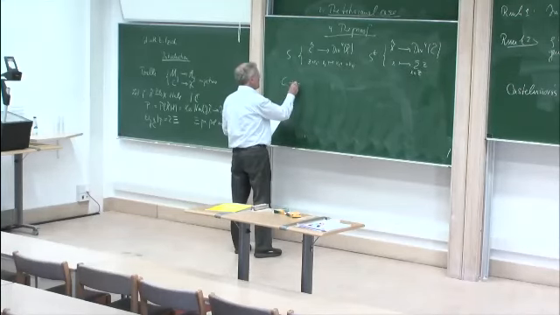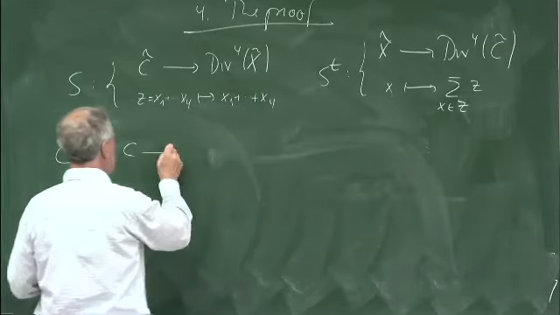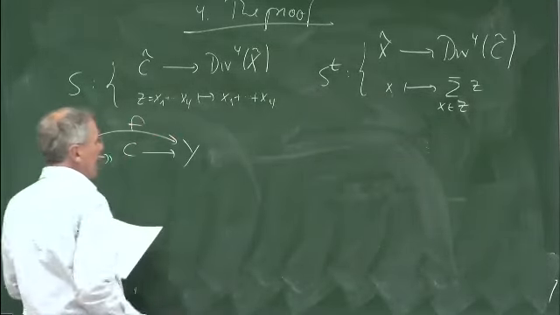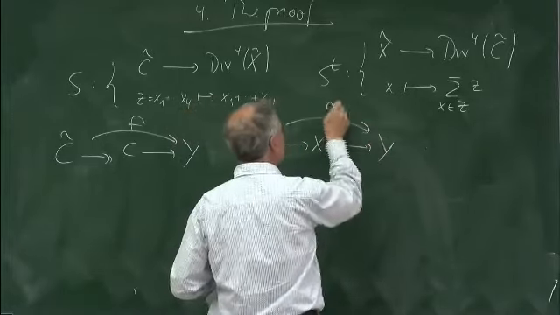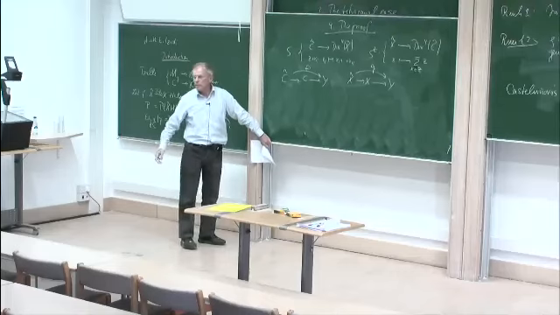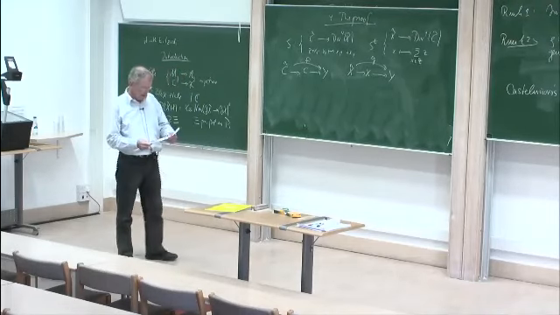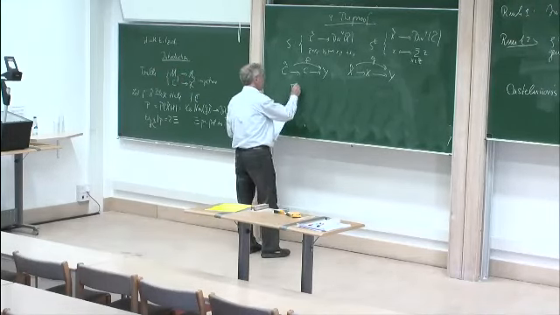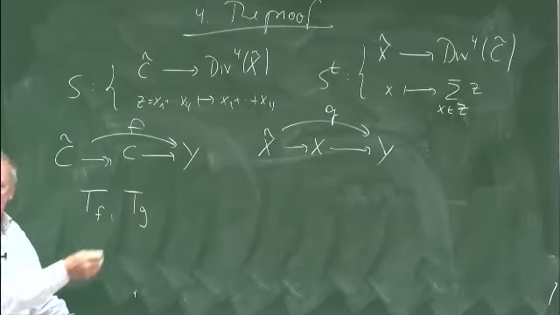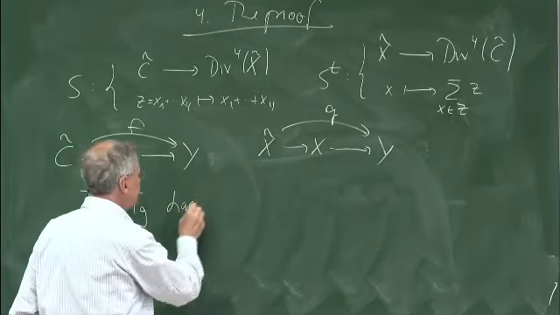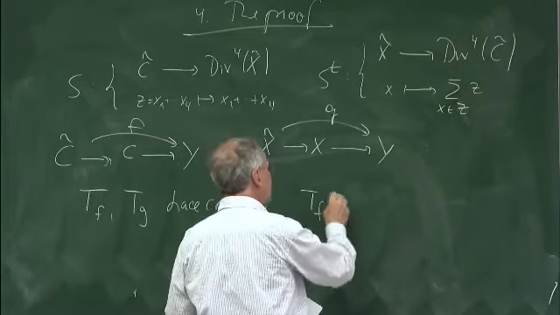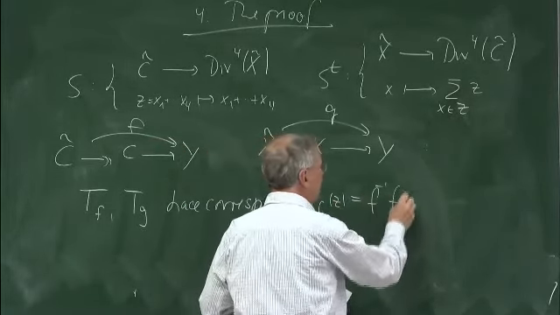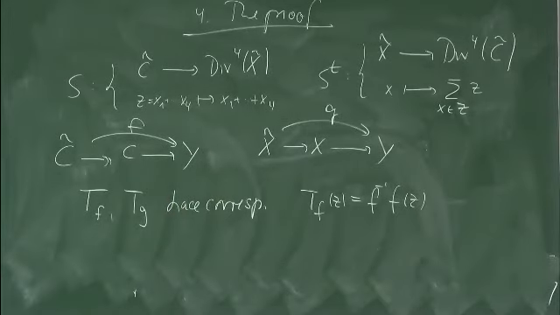So we have the following situation here: C tilde over C, Y, we call this F, and similarly X tilde, X, Y, we call this G. And then we also need the trace correspondences. TF and TG are the trace correspondences, meaning that TF of Z is f to the minus 1 f of z. Then we have the first lemma.